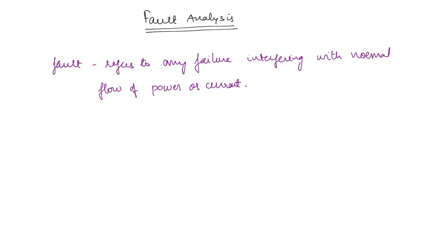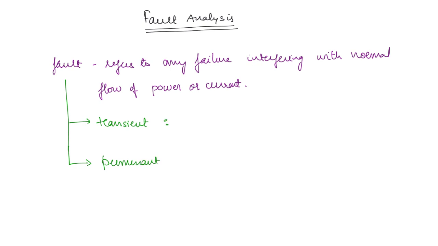Now faults can be either transient in nature or they can be permanent. Transient is something which occurs momentarily, and it will be auto cleared by means of auto reclose circuit breakers. It doesn't need specific attention. But permanent faults cannot be automatically cleared by circuit breakers. So you can write down here, faults can be either transient or permanent.